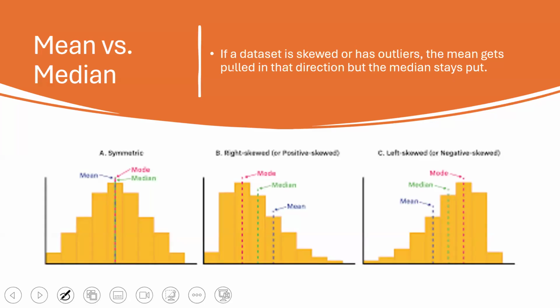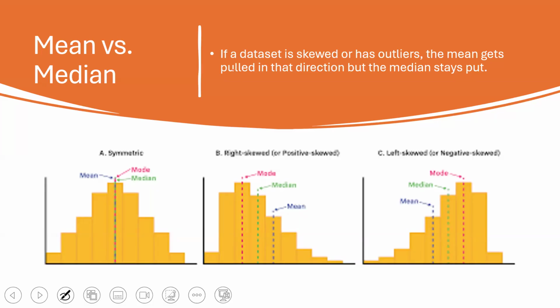Let's compare the mean and the median side by side. In a symmetric distribution, the mean and median are usually very close, even the same. In a skewed right distribution, there are a few very large values. The mean gets pulled upward, making it larger than the median. In a skewed left distribution, the opposite happens. A few small values pull the mean downward. This is why knowing the shape of your distribution is so important. It helps you choose the most accurate measure of center.